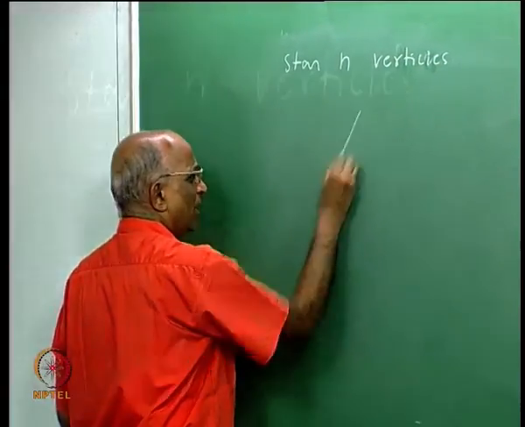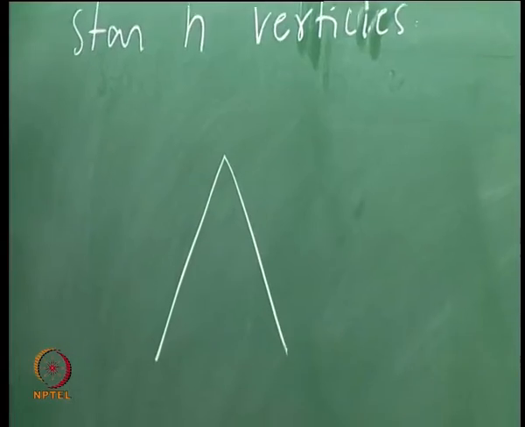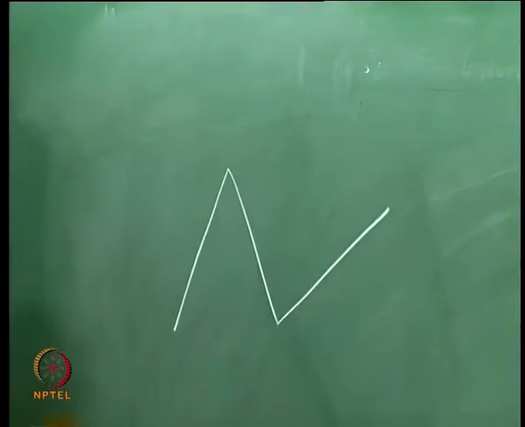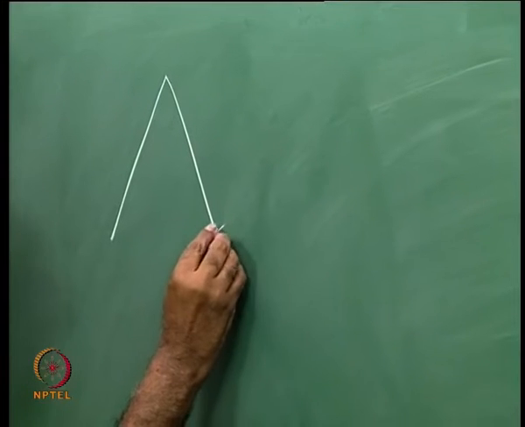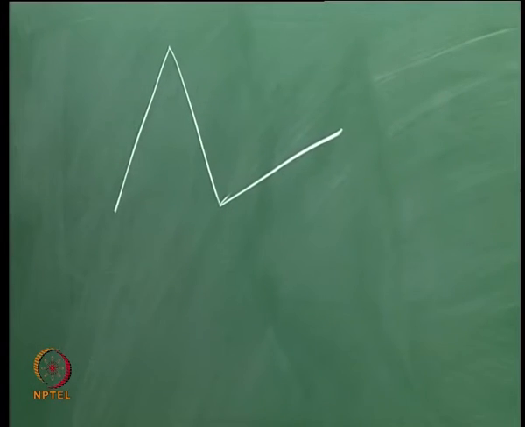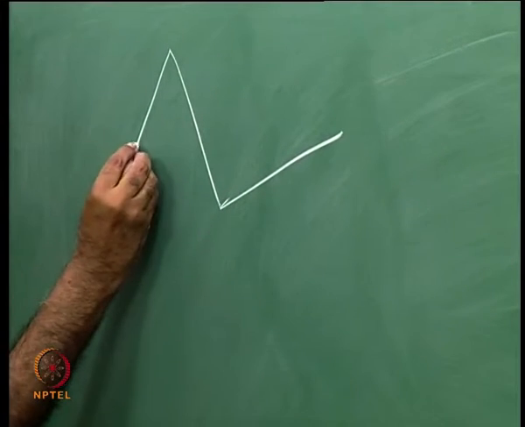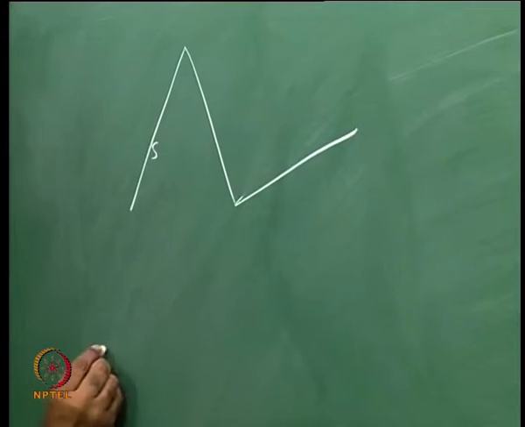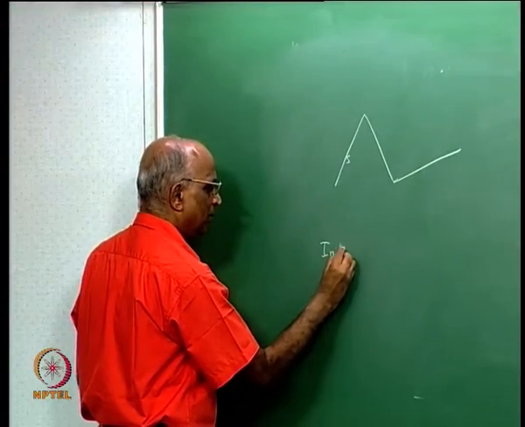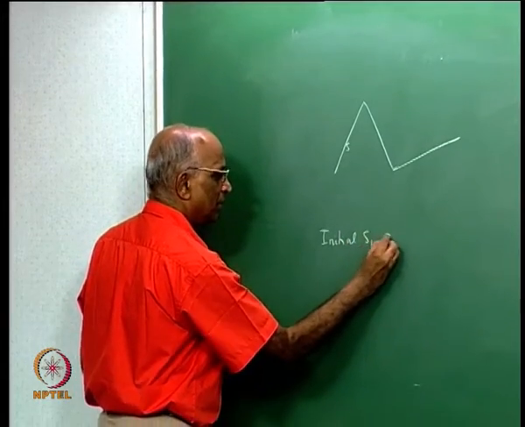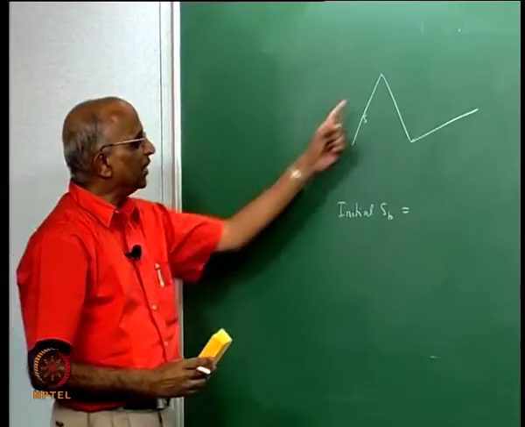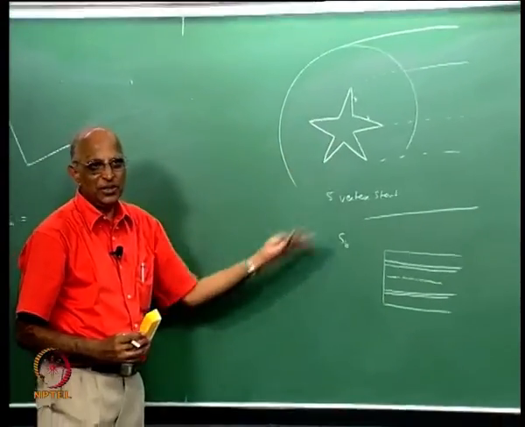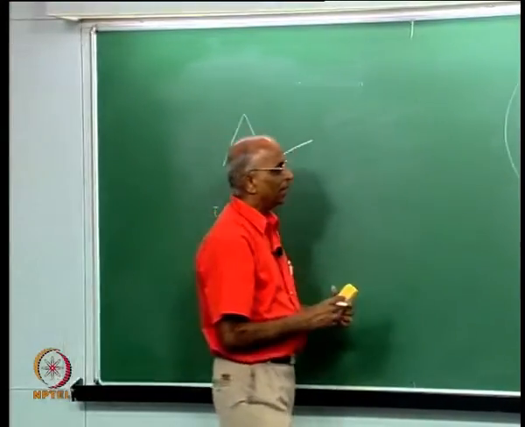And I tell, well, I have something like n of these vertices, this is my second line, and each of these lines has a dimension S, and therefore, what is my initial burning surface area? It is an n pointed star. Therefore, what will be my initial burning surface area? The length of the grain is, as we said, L.